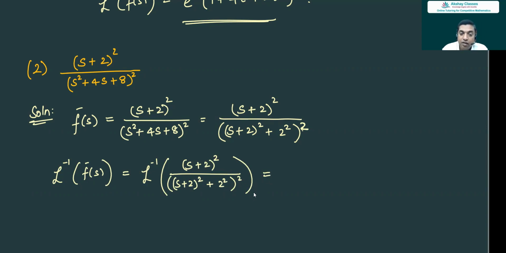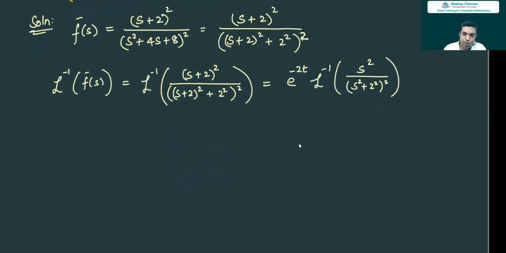Okay. Now this one, replacing s by s plus 2. So it is multiplication with e power at, s by s minus a. So this is s minus of minus 2. So this is multiplication of e power, multiplication by e power minus 2t times the Laplace transform of this function. So this made it easy to deal with.